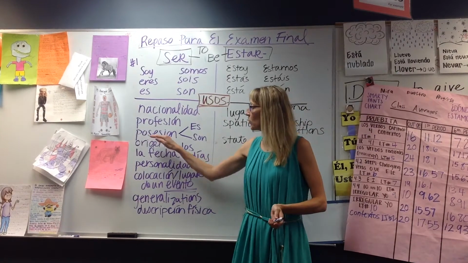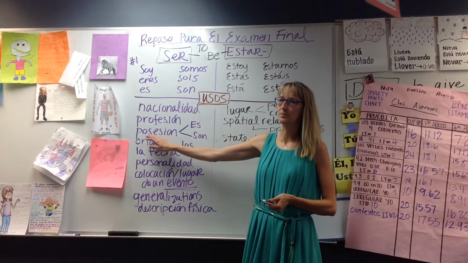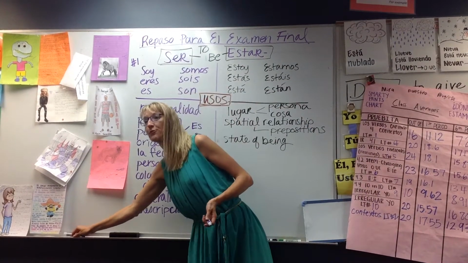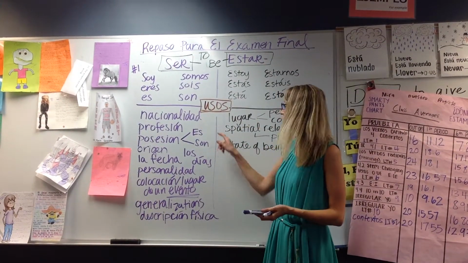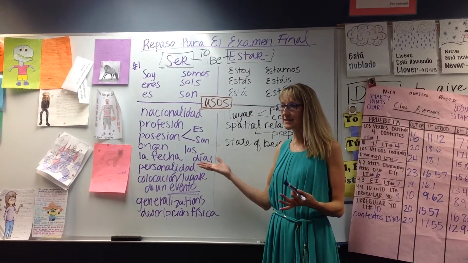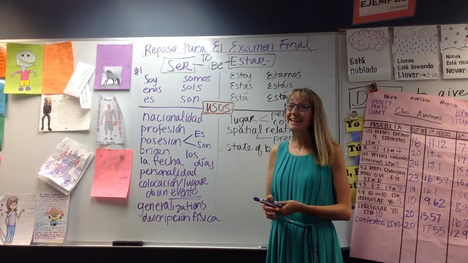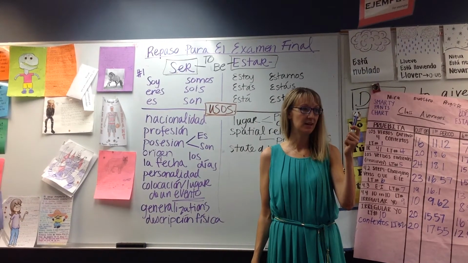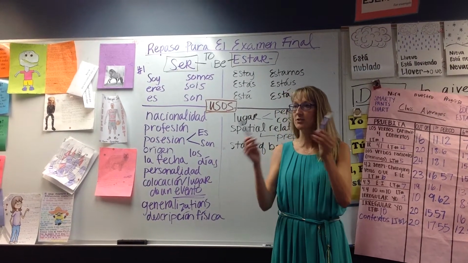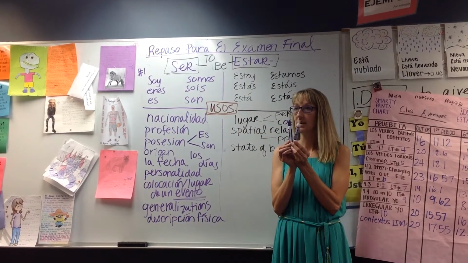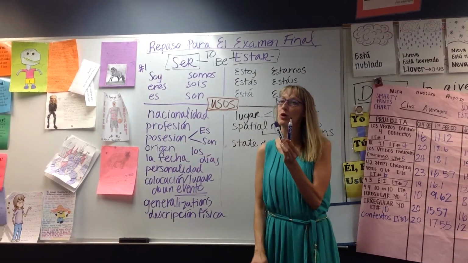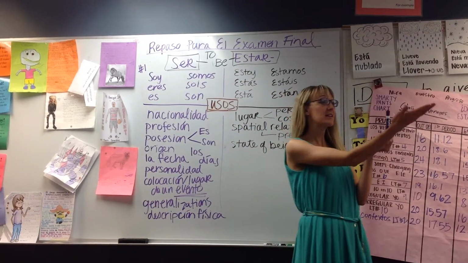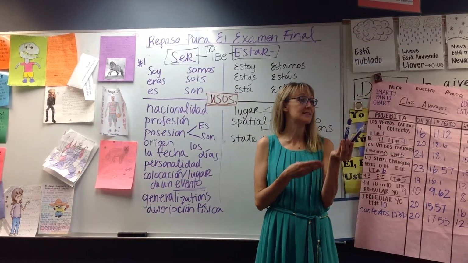Okay, we have posesión. ¿Qué significa posesión? Possession. When we're using possession, the only two forms of ser that we're ever going to use are es or son. Because when I'm talking about it is my marker, es mi marcador, versus they are my markers, son mis marcadores. When we're talking about possession, does it matter who owns it? No. What do we care about? How many things or how much they own. What it is that they own.